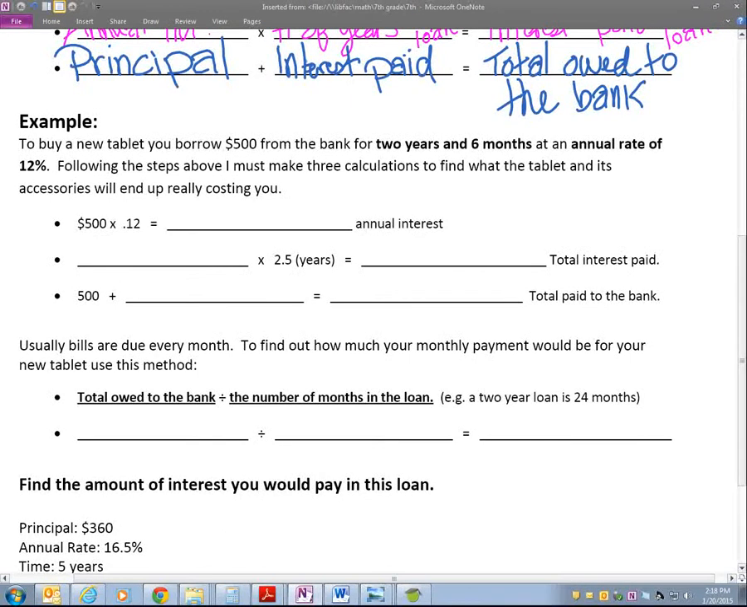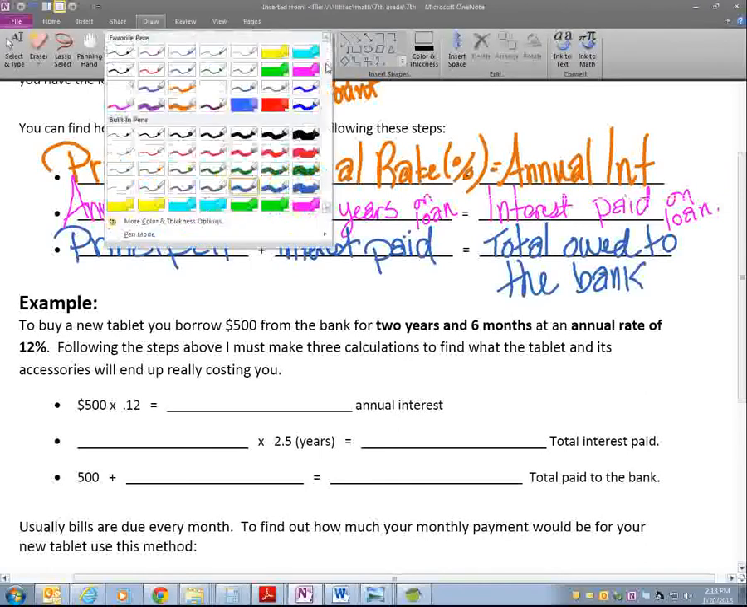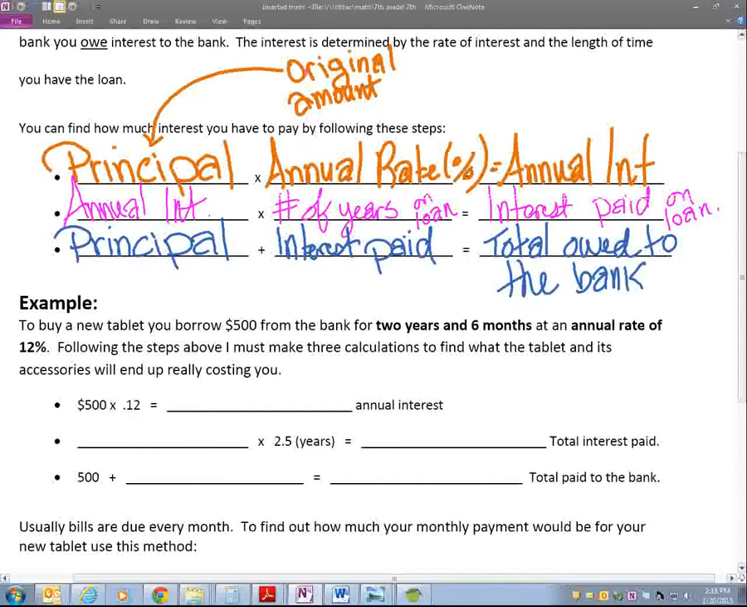All right, example. I want to show you. You do not write what I'm writing in highlighter here, okay? I'm just trying to get you to focus on this. I'll read the example first. To buy a new tablet, you borrow $500 from the bank for 2 years and 6 months at an annual rate of 12%.